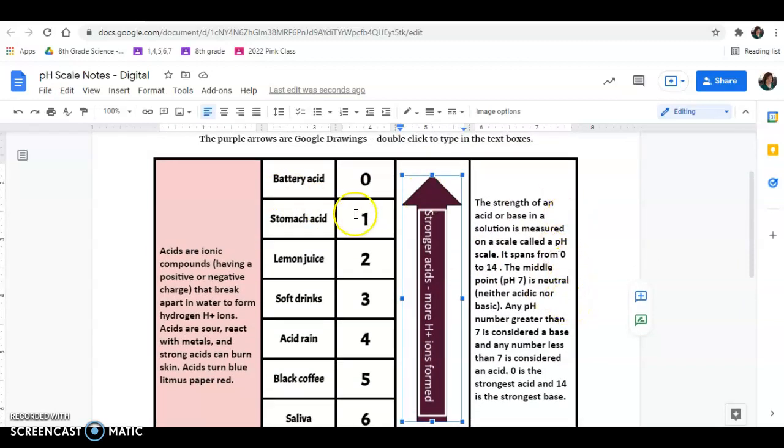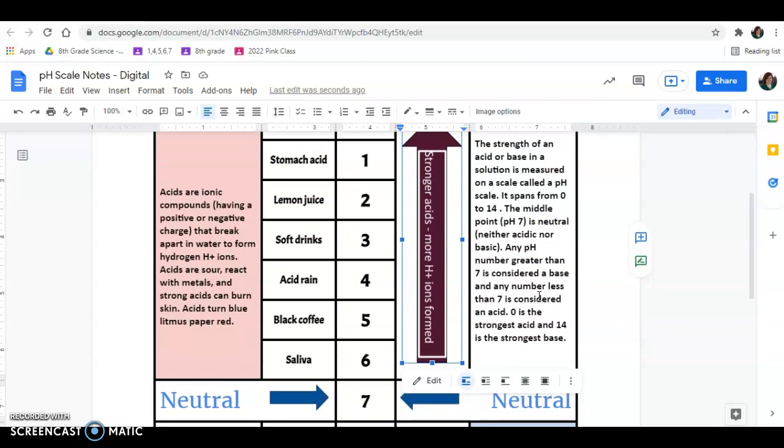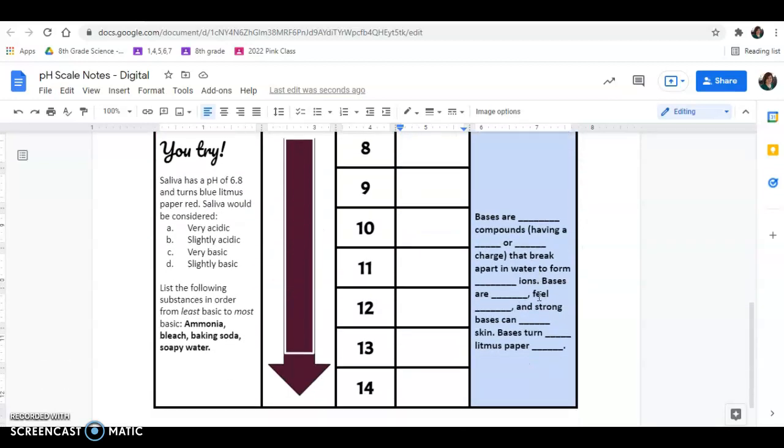If you missed any of that, please pause the video and go ahead and fill in any information that you are missing. I'm going to go ahead and move on to the bottom part. So the bottom part is the base section. So we're going to be filling in right here.